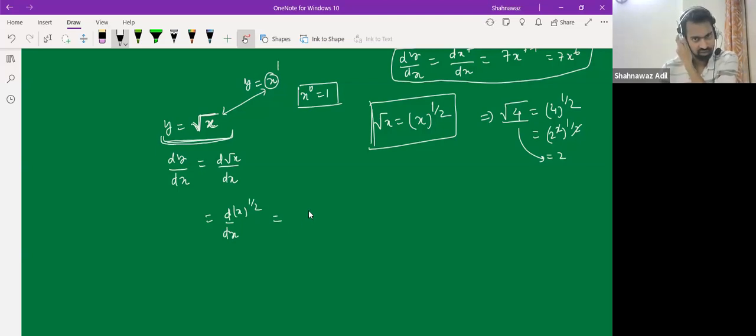Yes, what would be x to the power minus 1 by 2? So first we write the power beside the function. So half would be there, right? Half will come down from the power. And then we write x, and then we take minus 1 from the power.